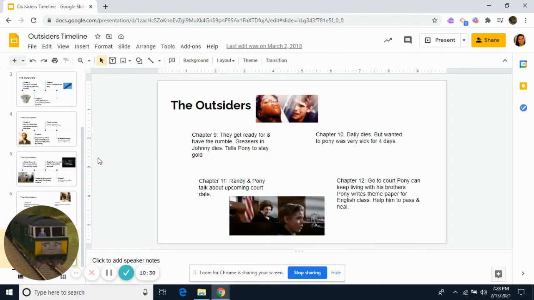Chapter 9. They get ready for and have the rumble. Greasers win, Johnny dies, and tells Pony to stay gold. Chapter 10. Dally dies, and Pony was very sick for 4 days. Randy and Pony talk about the upcoming court date. This is him in court. Pony can keep living with his brothers. Pony writes the theme paper for English class to help him pass and heal. That was it. Okay, next assignment.